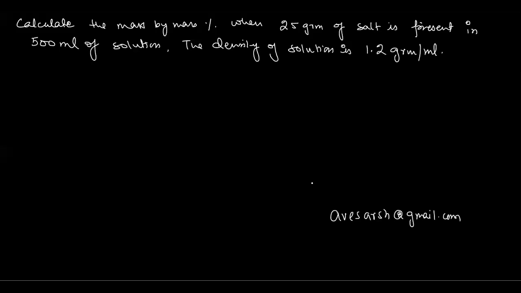Okay, so we were doing this question: calculate the mass percentage when 25 grams of salt is present in 500 ml of solution. So how can you do it? You have to calculate mass by mass percentage. So W by W percentage is equal to mass of solute upon mass of solution into 100. That was the formula.